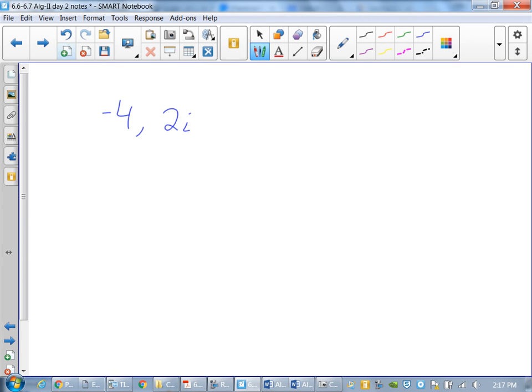I's only are created in pairs. I thought it was a 4, so it's a negative 2i. So sometimes what they will give you is just one of the i values. Therefore, you have to write down the second one. Okay? That's how that'll work. It goes the same way if they do this. If they say 3 minus 2i as one term.